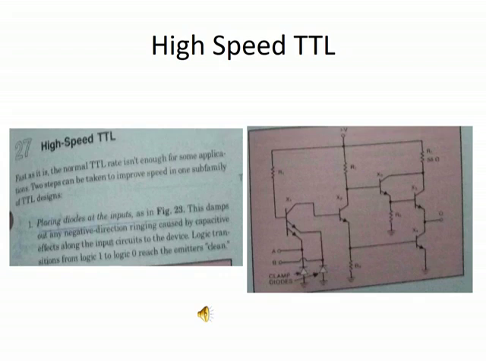The normal logic is enough for ordinary applications, but two steps can be taken to improve the speed. In this case, we place a diode at the input, which prevents any negative direction flowing current caused by the capacitance effect. In this way, we provide the high speed transistor logic function. So high speed transistor logic is what we mean.